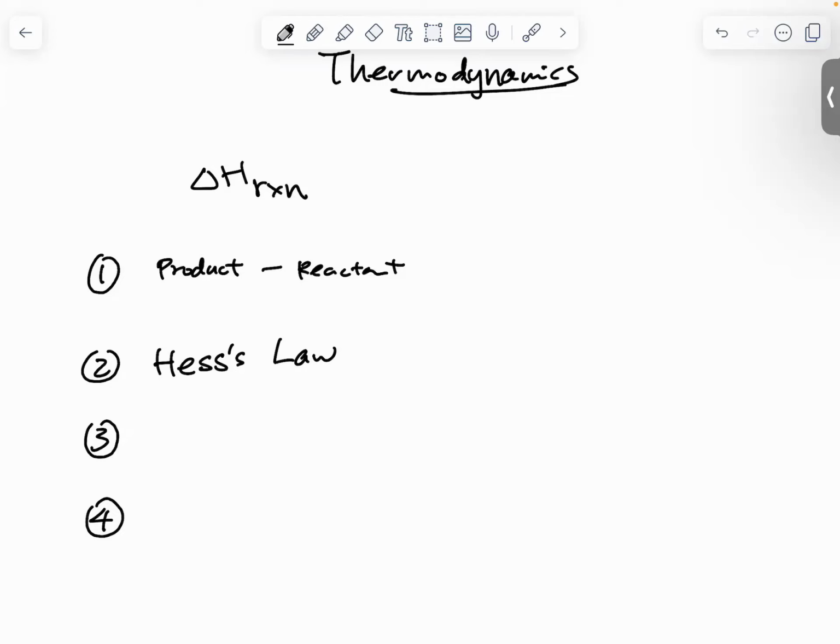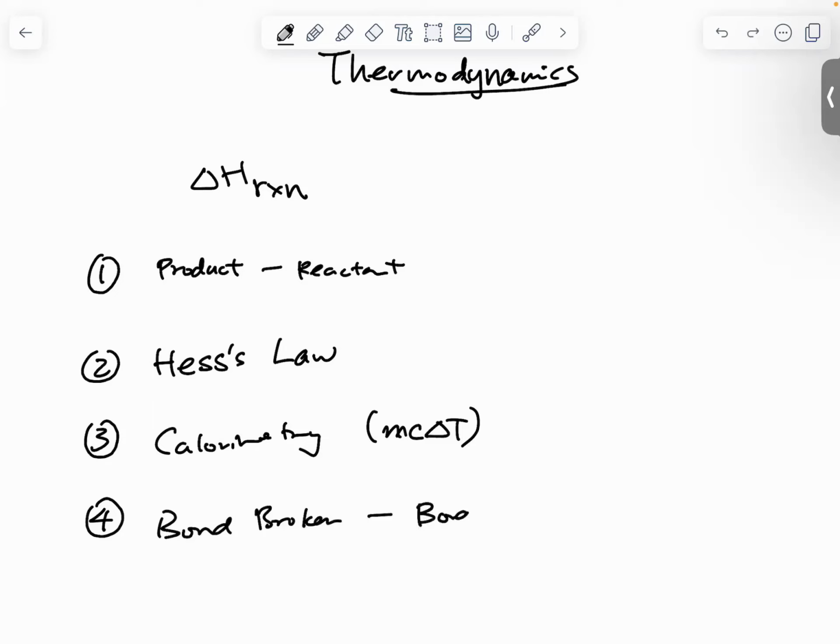The third one is long-awaited entropy. So we're talking about the review of heat of reaction. So we can have calorimetry, which is the MC delta T. And bond energy, yes, bond. Bonds broken minus bonds made.